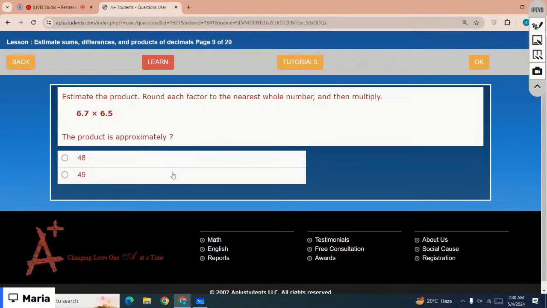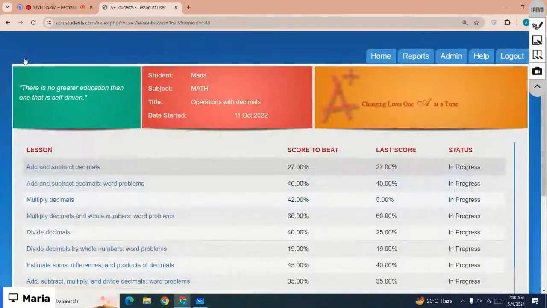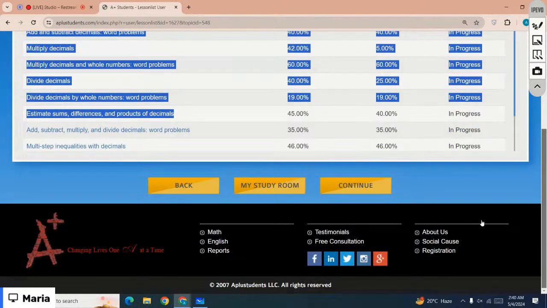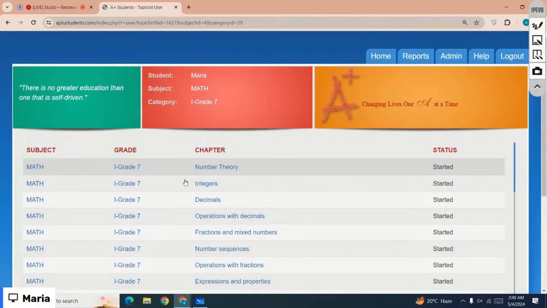Okay, you can complete the lesson by yourself later today. So we were working on grade 7 math. The chapter we're working on is operations with decimals, and the lessons we have covered today are add and subtract decimals, multiply decimals. You have to do the word problems on your own, right? Divide decimals, and the one I have just finished is estimate sums, differences, and products of decimals, right? So please make sure before the next session you complete all the practice questions for the lessons we just did. That is your homework until the next session.